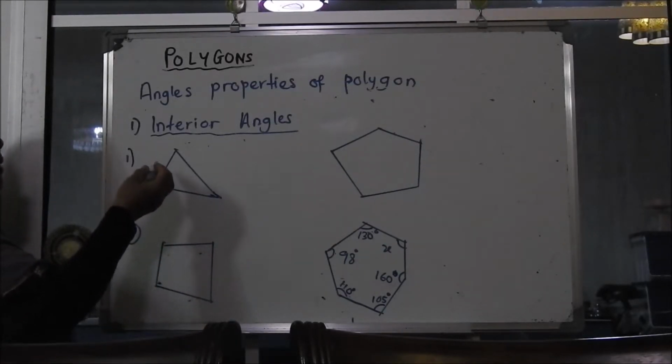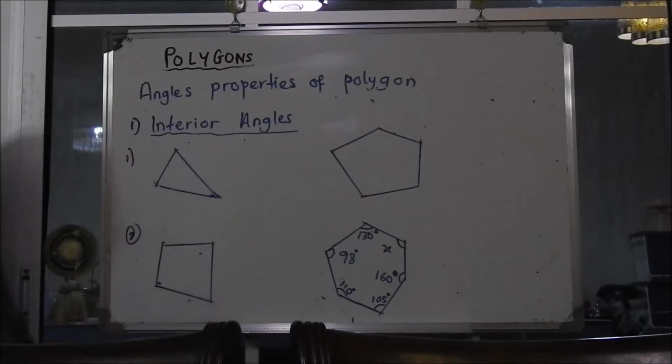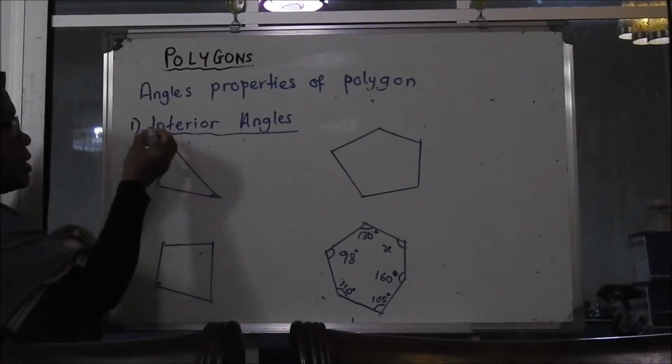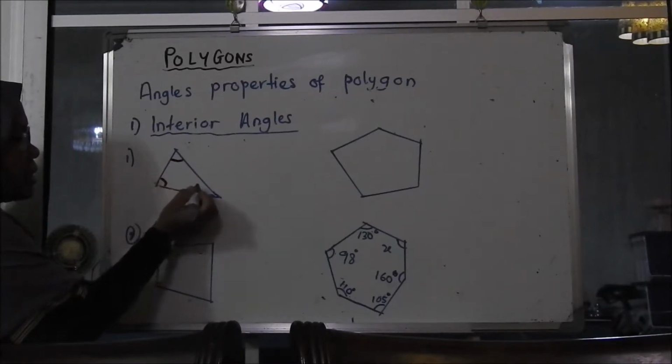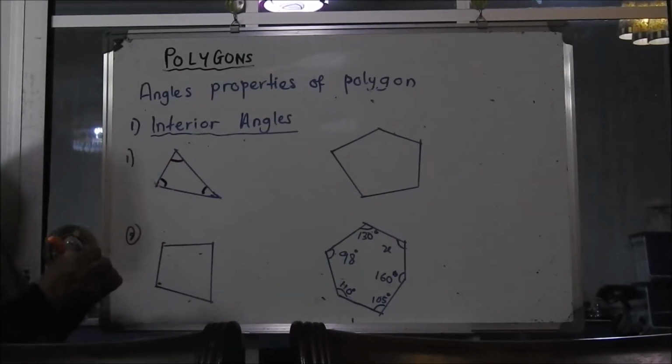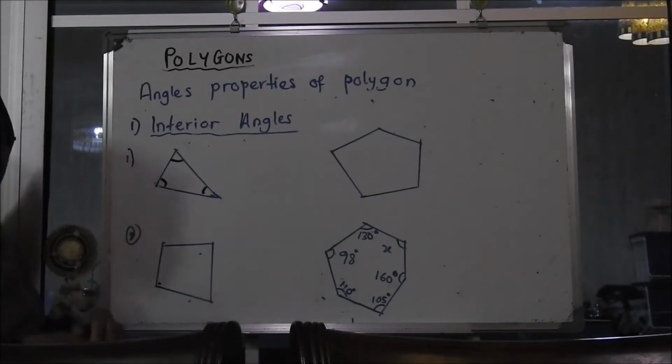Today we continue angle properties of polygon. So angle properties of polygon, you have interior and exterior. Now we do interior first. Interior angle is inside here. So as you know, this is a three-sided polygon, a triangle.